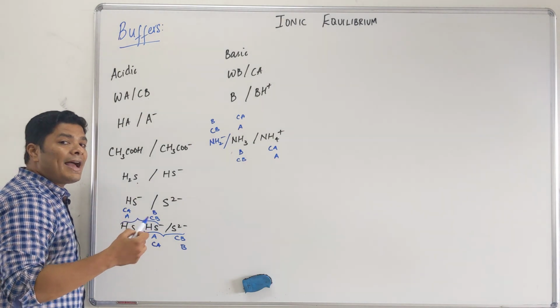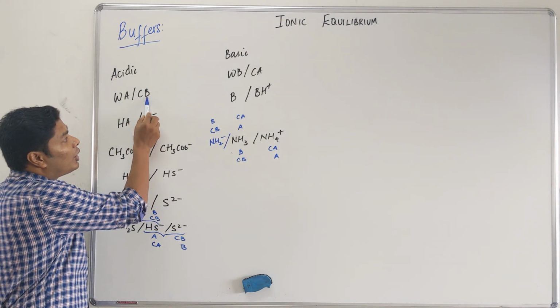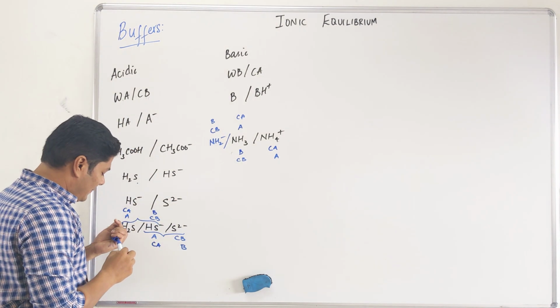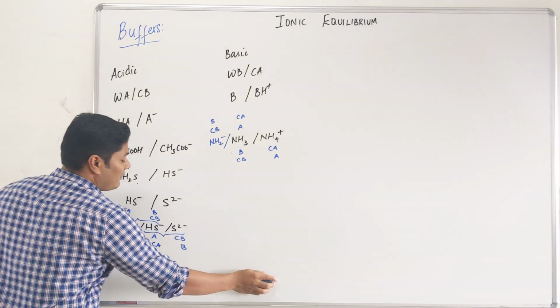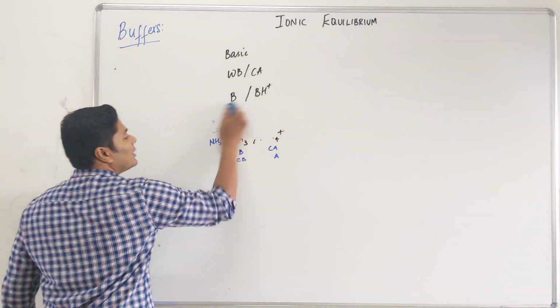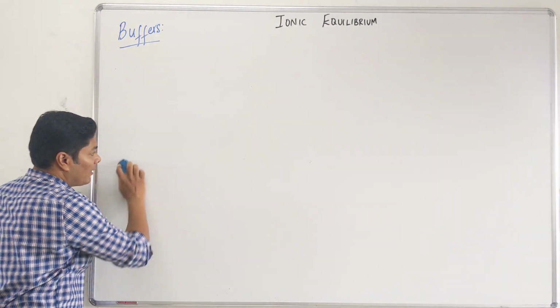Now what will happen to that? If I add a small amount of acid to this mixture, the conjugate base will react and form more weak acid. We will see this separately. Right now I have a basic template of what a buffer is. I need to have corresponding conjugates. Now next is numerical.